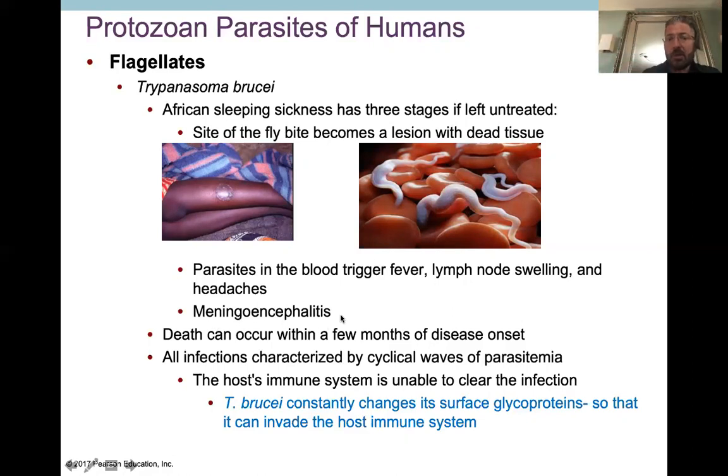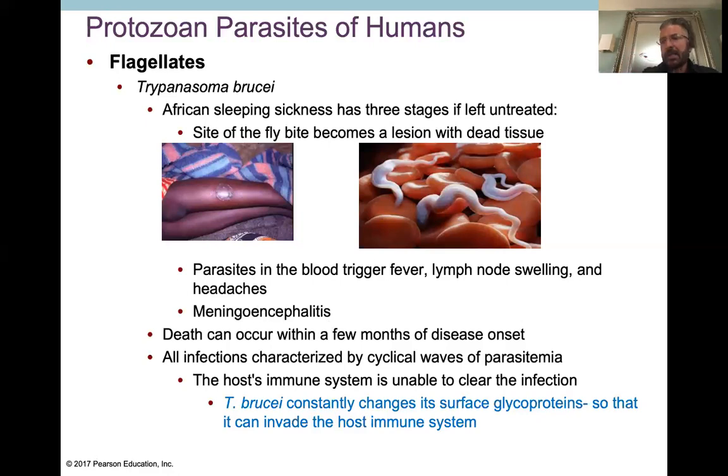Meningoencephalitis, right? So we have some inflammation of the meninges, and pressure against the brain tissue can cause some major problems. All right, this is what also causes that sleepiness. They actually kind of go into a semi-coma type condition. Death can occur within a few months of disease onset. Right. All infections are characterized by cyclic waves. Right. These are going to have those cyclic waves.